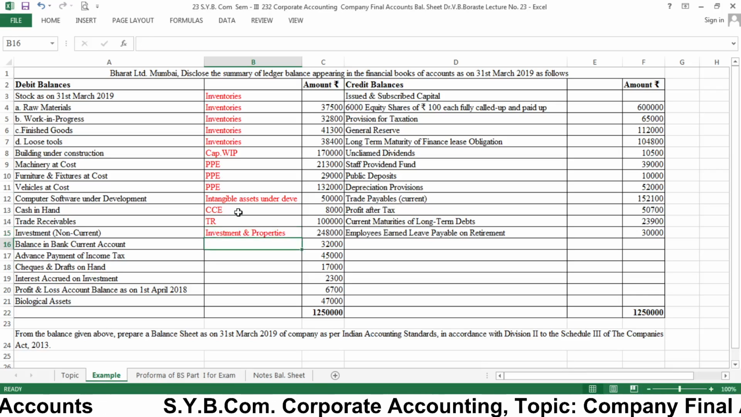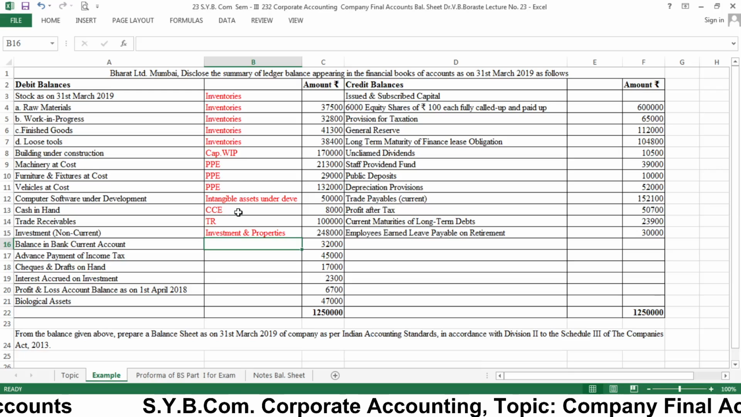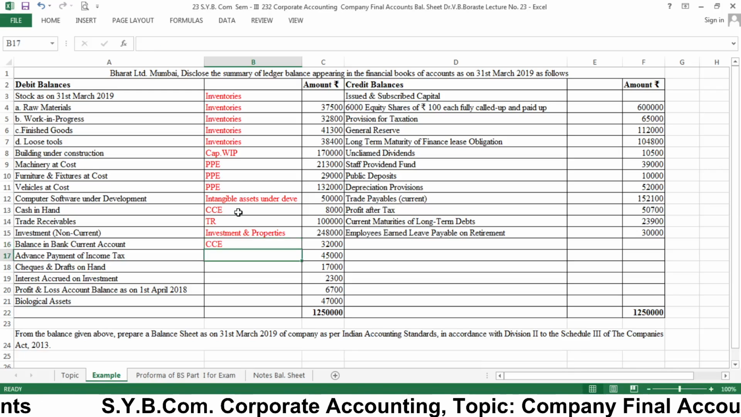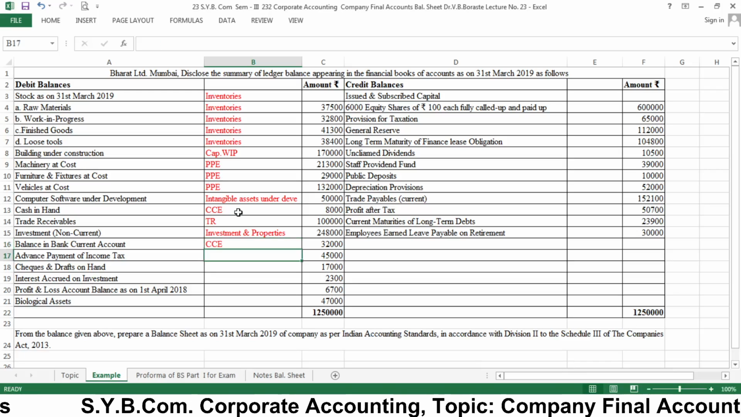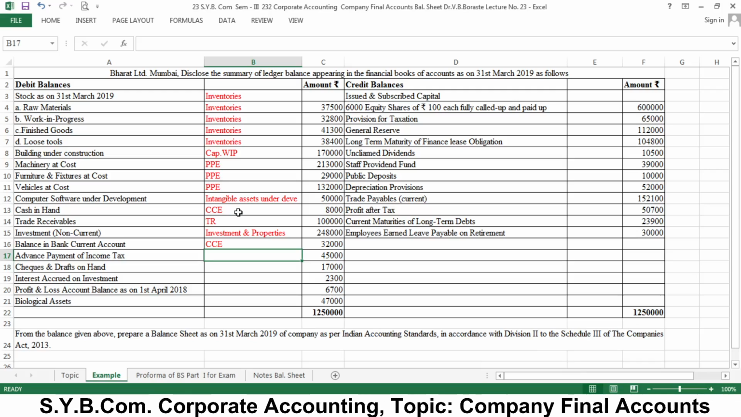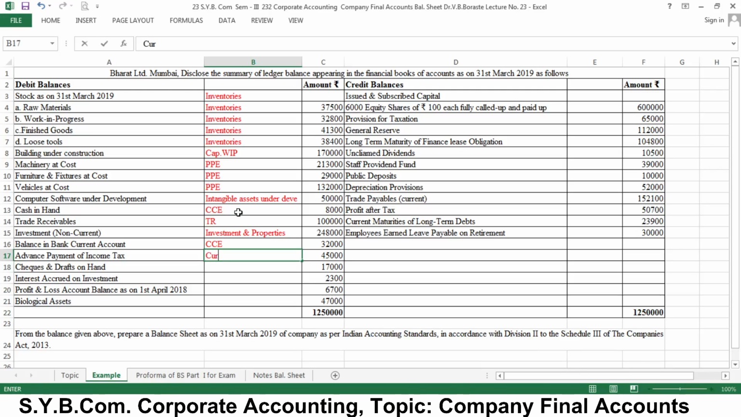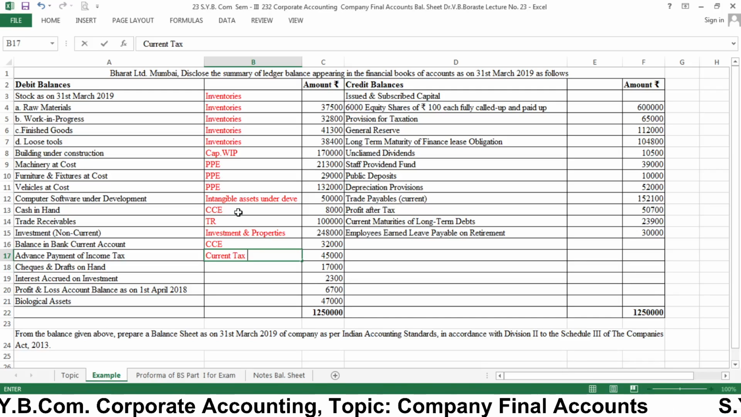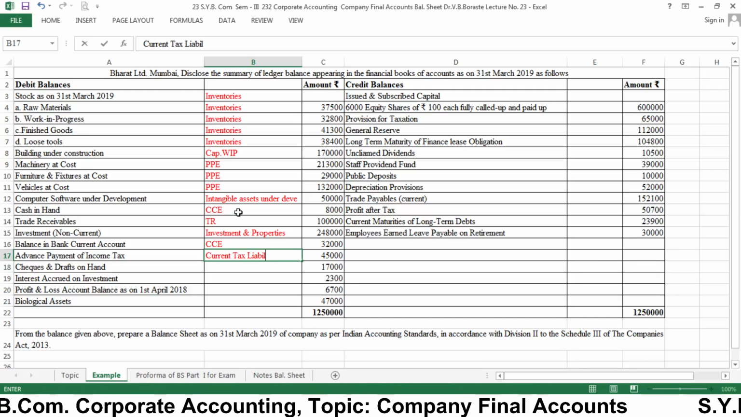Then bank balance in bank current account. Balance in bank current account will again be posted in CCE, that is cash and cash equivalents. Advance payment of income tax. This is current tax liability and we have to deduct it.